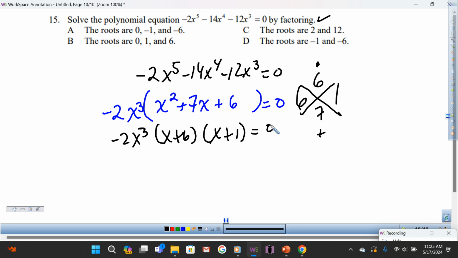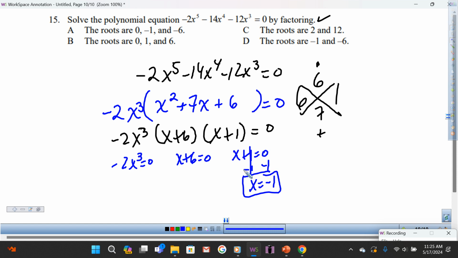Tell your neighbor what to do from there. What's the next step? All of them equal to 0. Negative 2x cubed equal to 0. X plus 6 equal to 0. X plus 1 equal to 0. Let's solve. I'm going to start with this one. Minus 1. X equals negative 1. Minus 6. X equals negative 6.